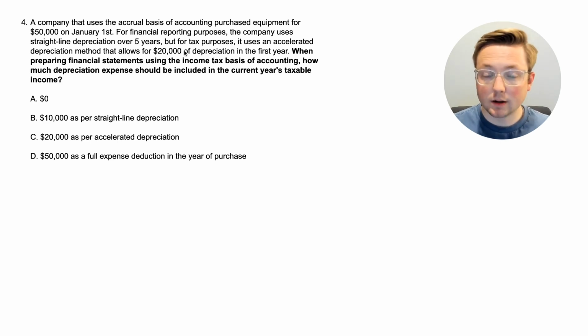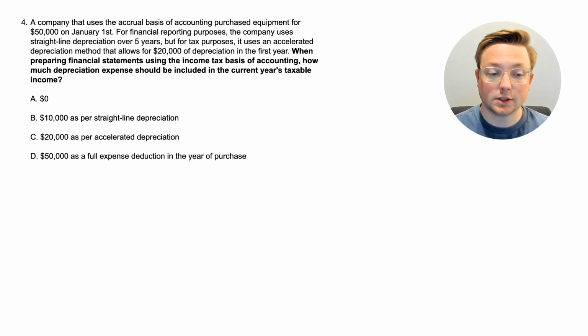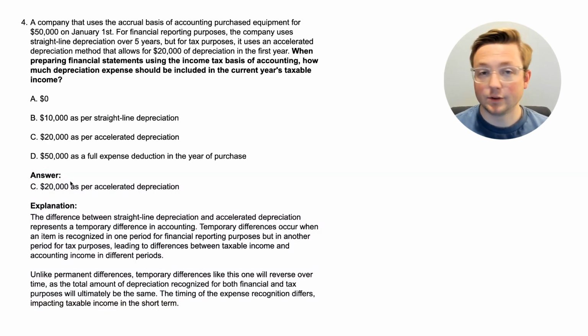So if we're doing income tax basis financial statements, which one of these are we going to use? Is it going to be the straight line depreciation? Is it going to be the accelerated? Or is there something different randomly that you would not recognize or that you would fully expense it? Now, I think it's pretty easy to tell what you would probably do, so I won't really talk about it that much. You could probably guess they're just going to use the accelerated depreciation if they're using the income tax basis for preparing these financial statements. So let's go ahead and look at the answer. And yes, the answer is the $20,000 per accelerated depreciation.